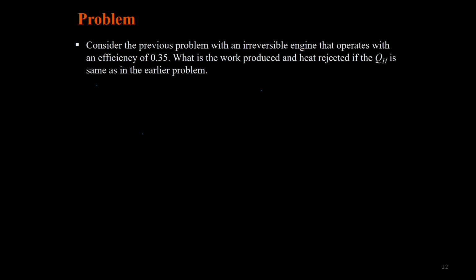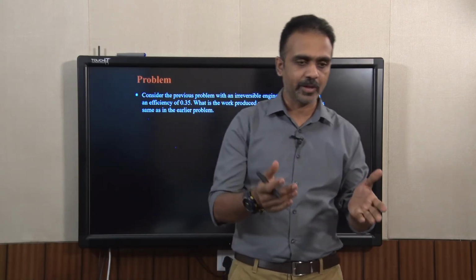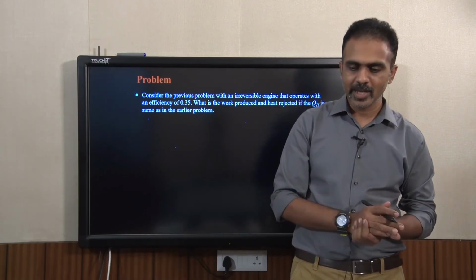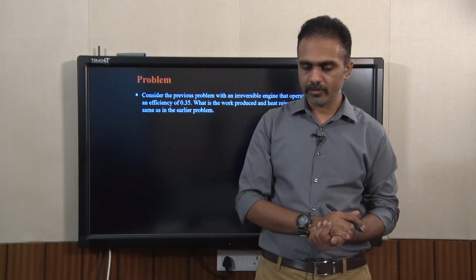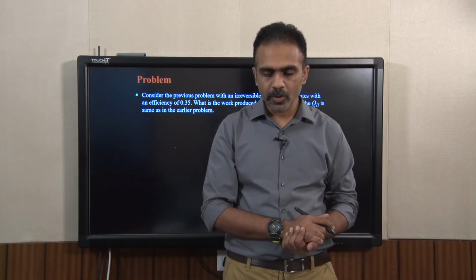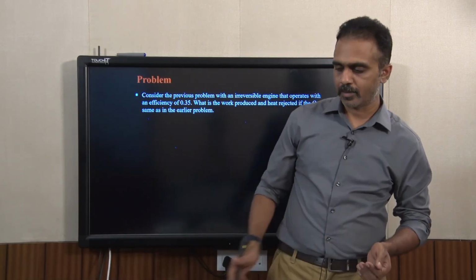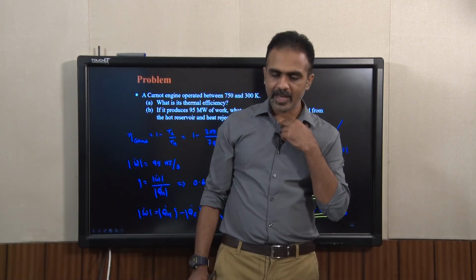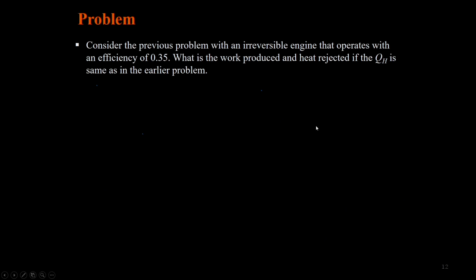Now let's look at another problem. We have the same scenario as earlier, but this time the engine is irreversible. It operates with an efficiency of 0.35. Earlier we had a Carnot engine which operated with an efficiency of 0.6. This time, because it is irreversible, the efficiency is a little lower and is about 0.35. Now we want to calculate the work produced and heat rejected if QH is the same as in the earlier problem, right? So we have the same scenario, but QH is the same as in this case. It is 158.3 megajoules per second.